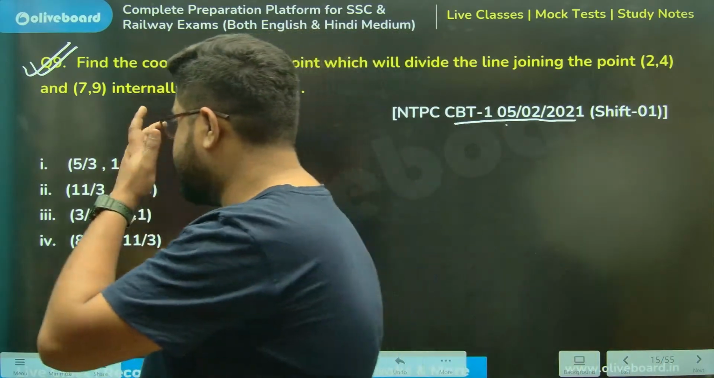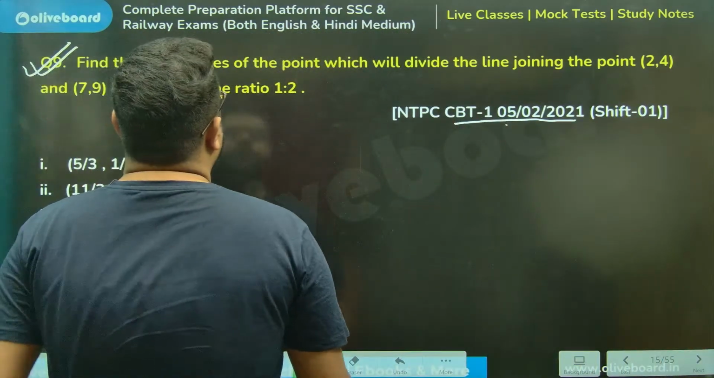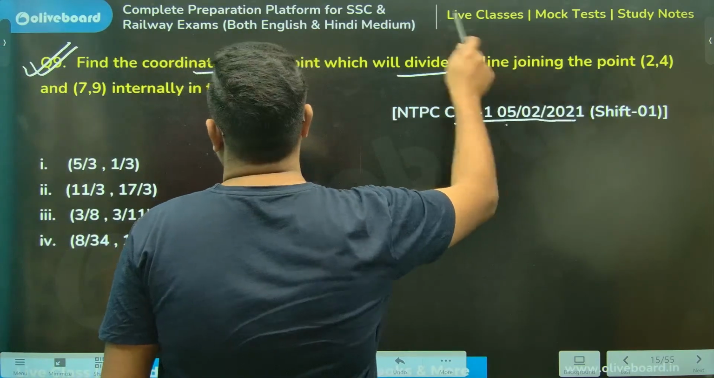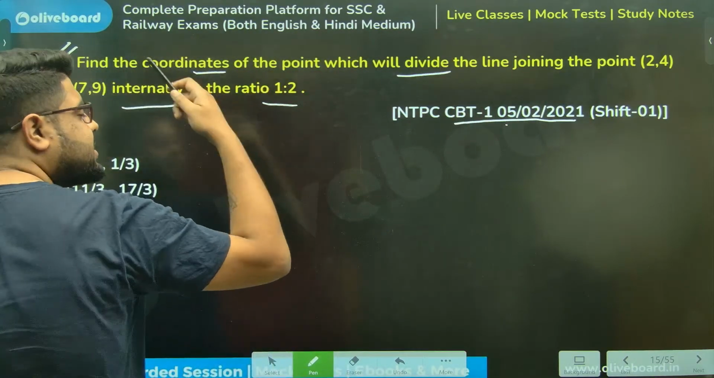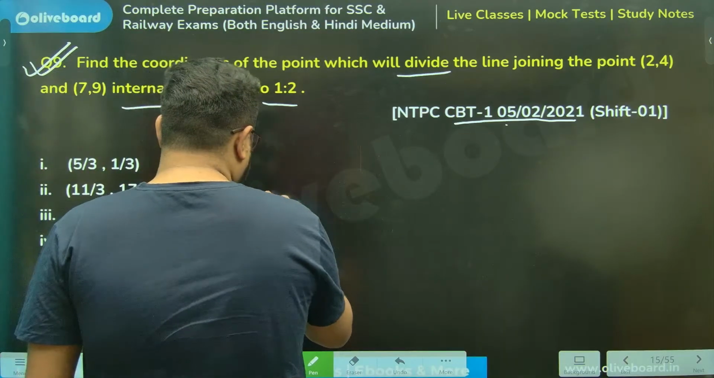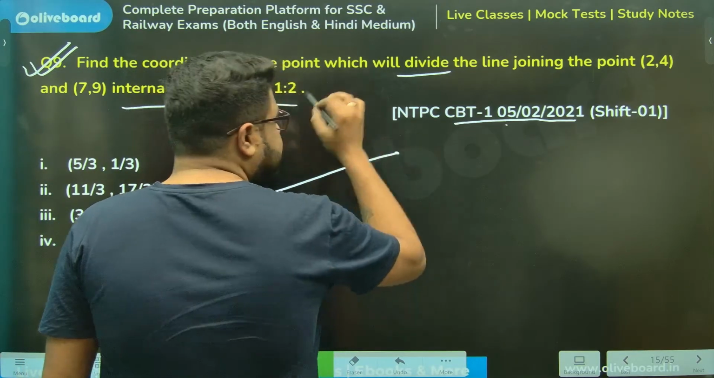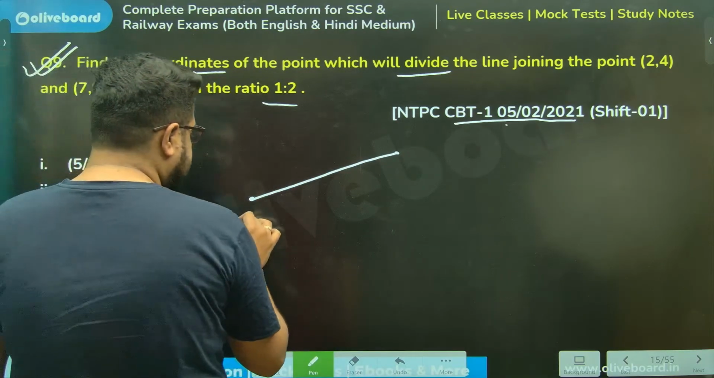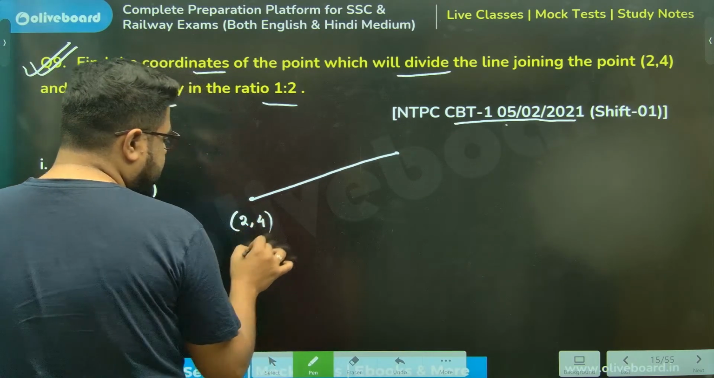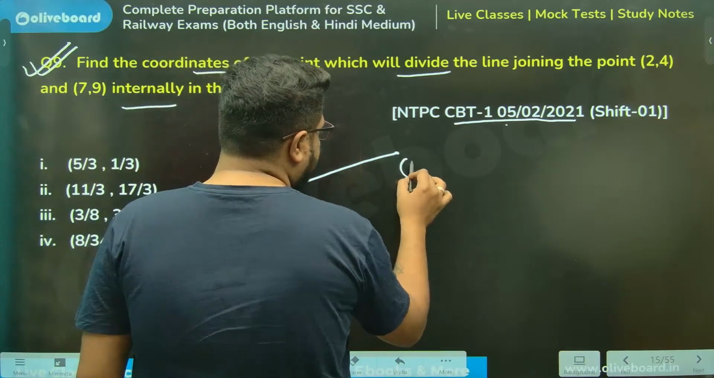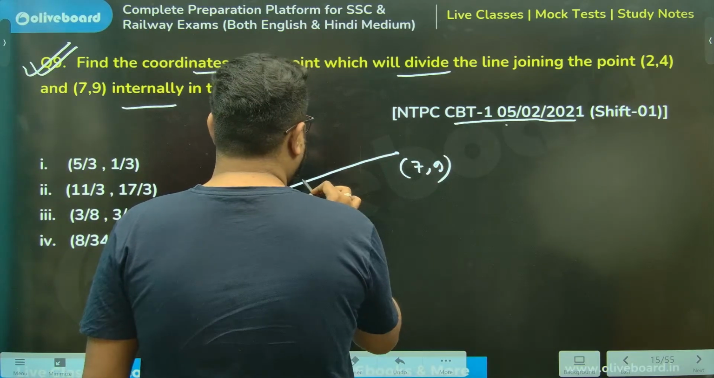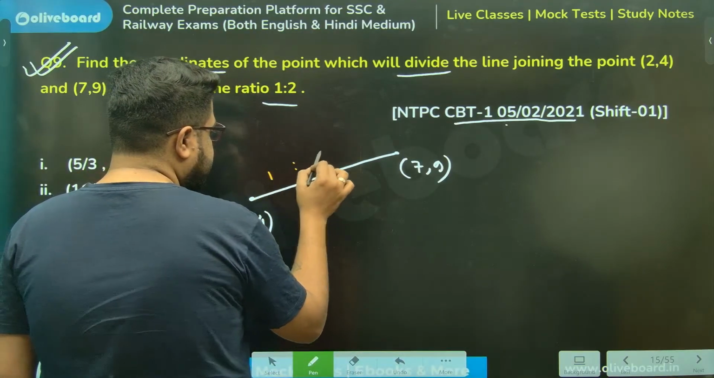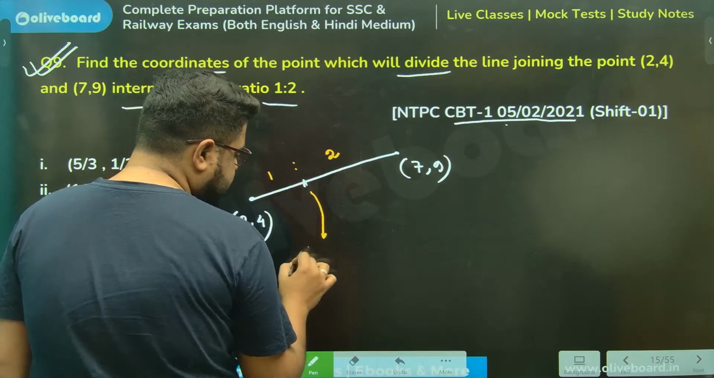B. Okay. Chalo. Find the coordinates of the point which will divide the line joining these points internally in this ratio. It's a very simple question. If you are not comfortable working with the section formula directly, take a break here. The points are 2, 4 and 7, 9, and the ratio is 1:2, sir.